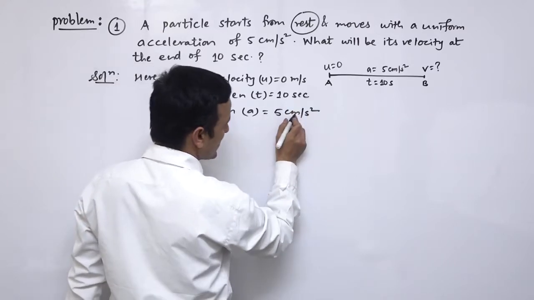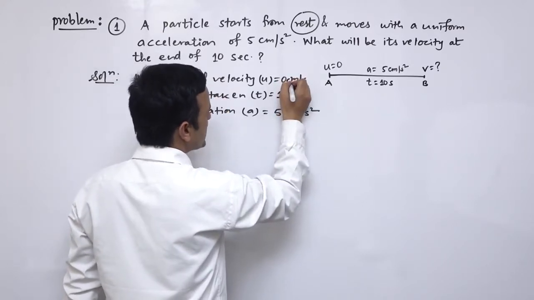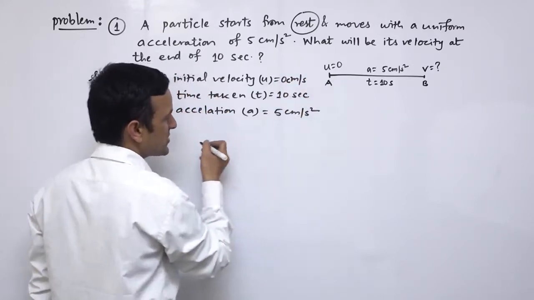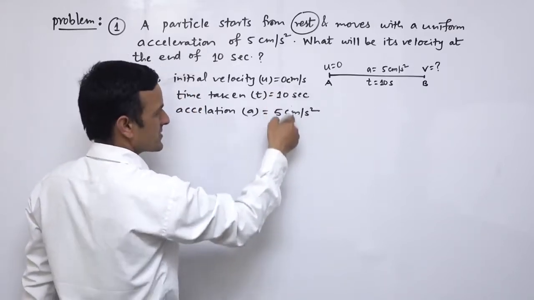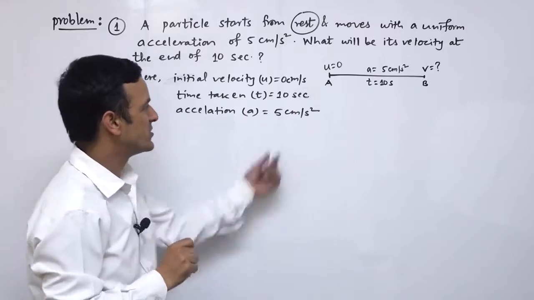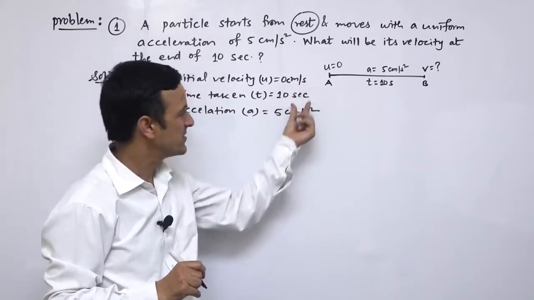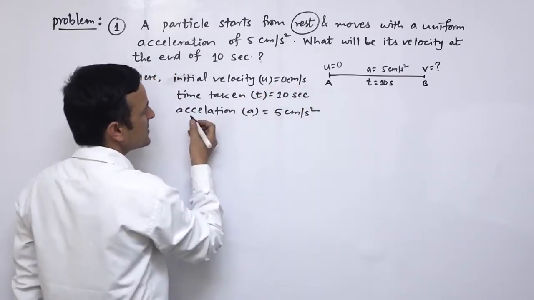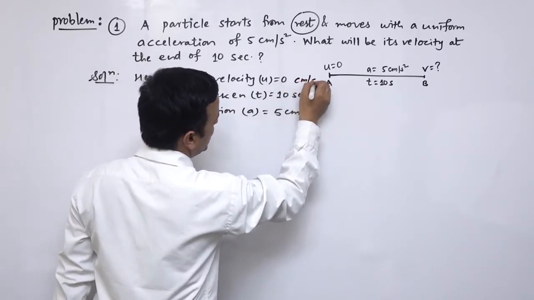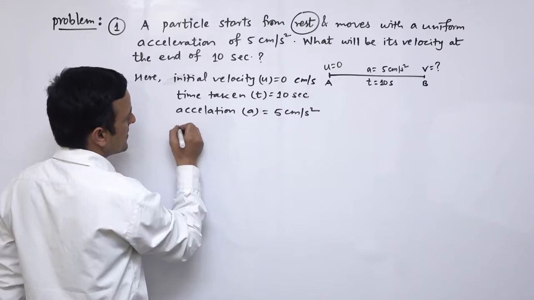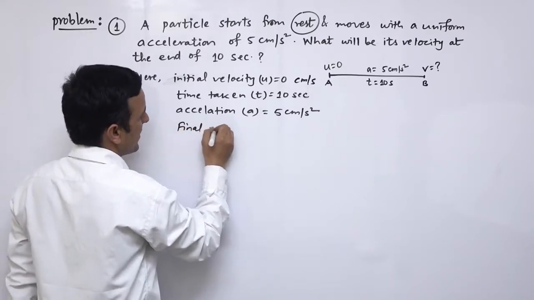So this is also second, so expressed in second, centimeter per second, also there is cm. Your system, whichever you match, you have to write either centimeter or meter, not both. So make it centimeter, 0 centimeter per second. So clearly write down here the final velocity.